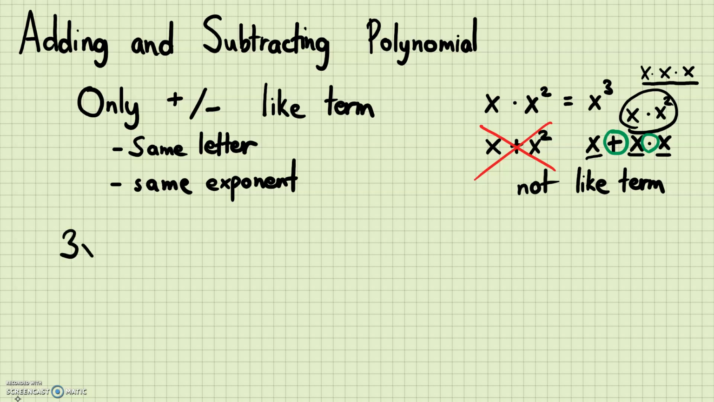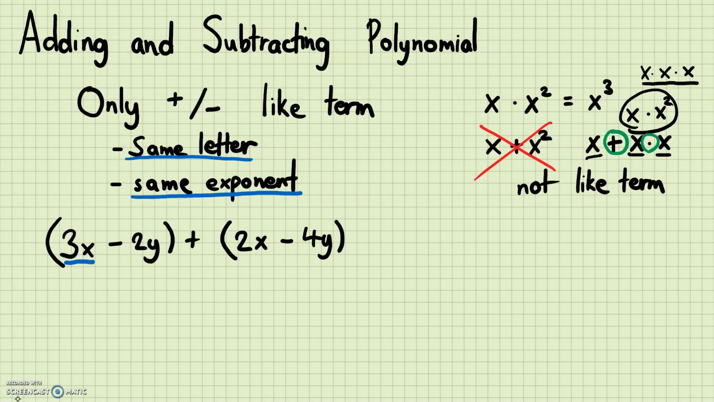So if we're doing 3x minus 2y plus 2x minus 4y, you can look at the first term here and see if there is any like term with this. So 3x, is there any other term with the same letter and the same exponent? Well, we have the same letter here. Does it have the same exponent? Well, they both have the power of 1. Okay, so these are like terms. That means we can combine these two.